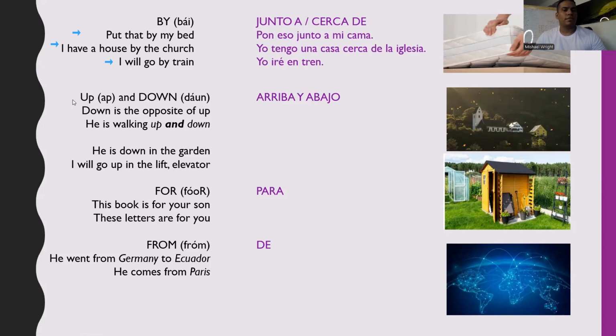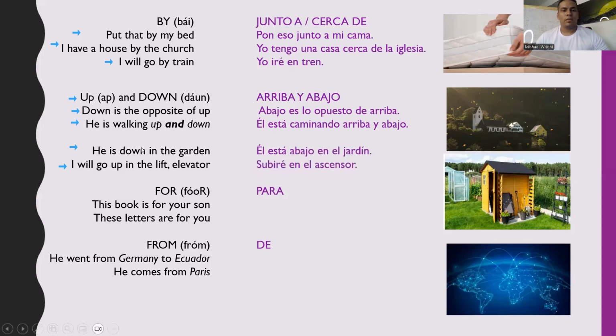So we also have up and down. Repeat after me, please. Up and down, up and down. So you say down is the opposite of up. So you say he is walking up and down, right? So what it means in Spanish, no, he's going and coming. He's down in the garden. I will go up in the lift, which is the elevator.